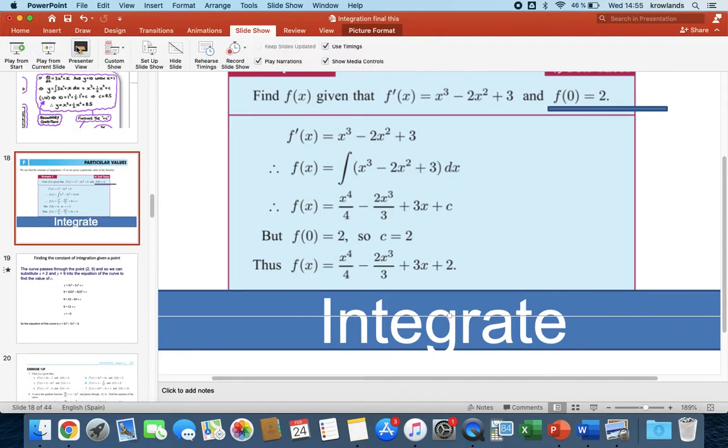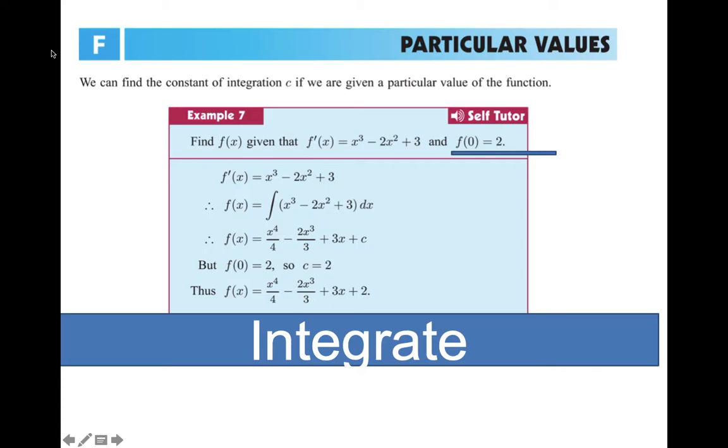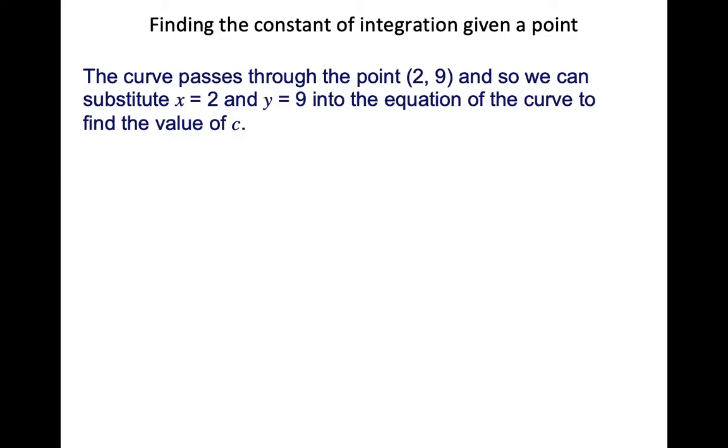Let's have a look at the next question. You might want to pause the video before we do it. The curve passes through the point (2, 9), so we can substitute in 2 and 9 into the equation of the curve to find c.